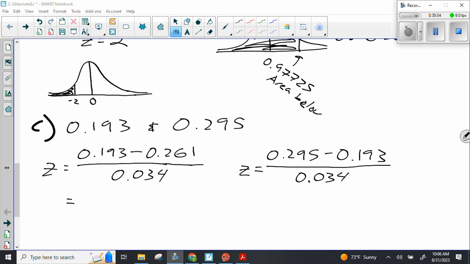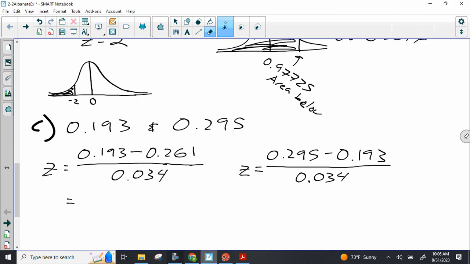Anyhow, we'll correct this little error here. Thank you for that. I used the other bound instead of the actual mean. Let's make some calculations right now. I get a z-score of 0.193 minus 0.261, the entire quantity divided by 0.034. We get a z-score of -2 here.